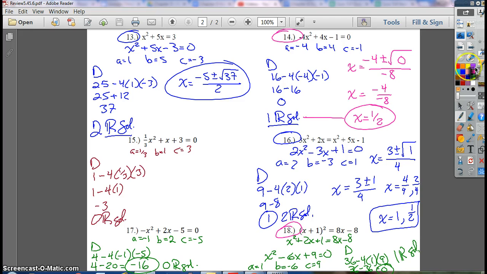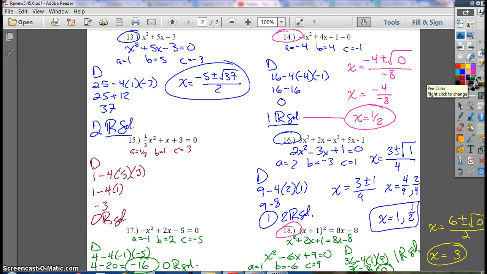If you choose to do 18, which I wouldn't, but if you did, since it's 0, negative b will be -6, so positive 6 plus or minus the square root of 0. 2 times 1 is 2. So basically this is 6 divided by 2, which is 3. Okay, so there's 14 and 18, but you only have to do one of them. I would obviously prefer to just do 14.